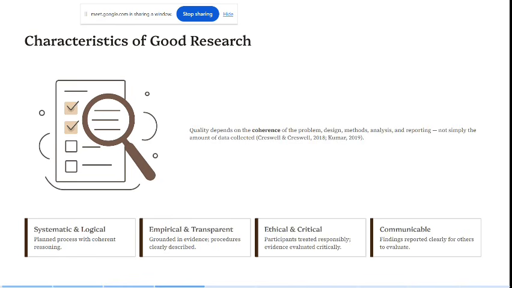so let's talk about the characteristics of good research. I've already talked about this for you, about the characteristics of research, and maybe most of you have heard the word coherence. Exactly, yeah, because most of the time when people see something new, very special, they will tell you this is very coherent. Yes, and the quality of your research depends on the coherence of the problem, design, methods, analysis, and reporting. Okay, not simply the amount of data collected.